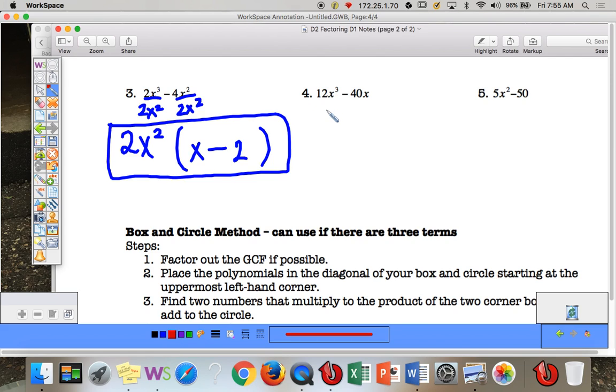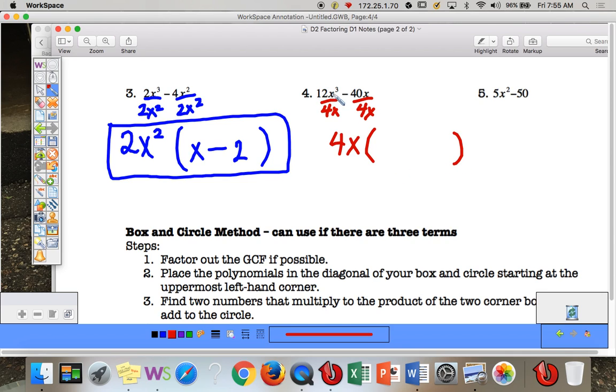Let's try the next one, 12x cubed minus 40x. Start with the 12 and the 40. What's the biggest number you could divide a 12 and a 40 by and not get a decimal? That would be a 4. How about x cubed and x? We can pull out the smallest number of x's, which is one of them. So 4x is our greatest common factor. We'll divide each by 4x.